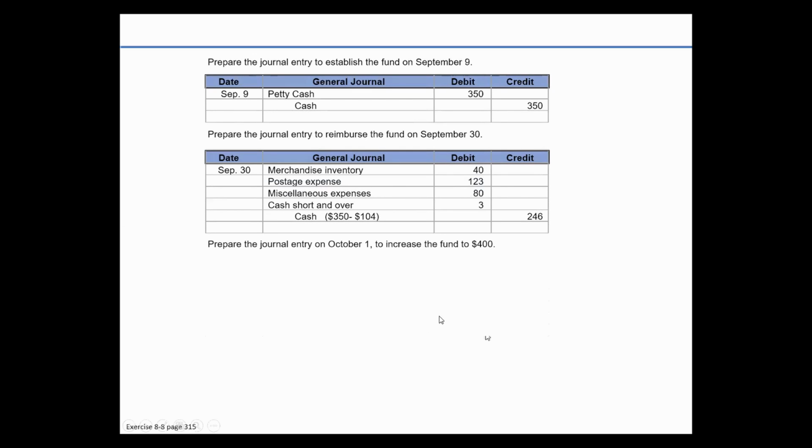And then we realized that we actually wanted to have a little bit more in the petty cash fund. We realized that 350 isn't enough, so we need to increase that.